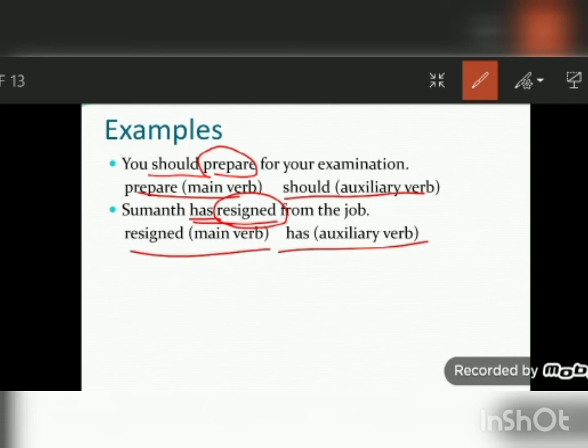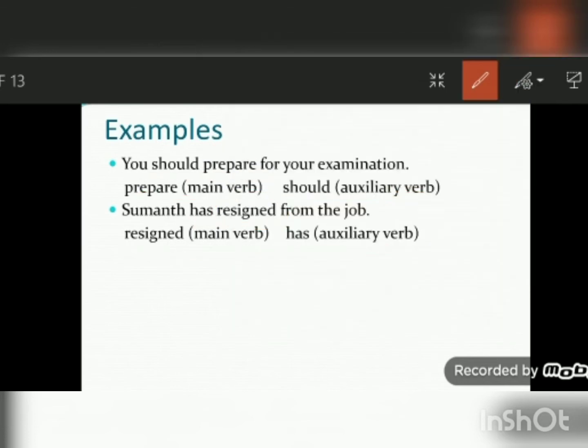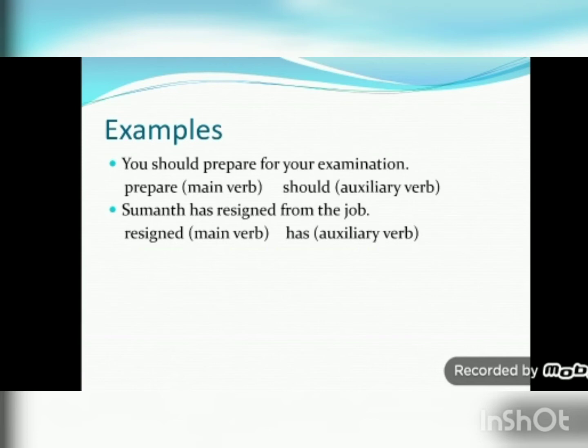So main verb is the verb which can stand alone. It can function on its own and it shows the action or state of the subject. But auxiliary verb is also known as helping verb. It helps the main verb in order to show the tense, or you can say it expresses the meaning of the sentence. So this is about main verb and auxiliary verbs.